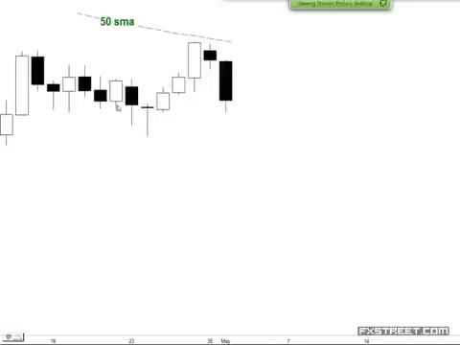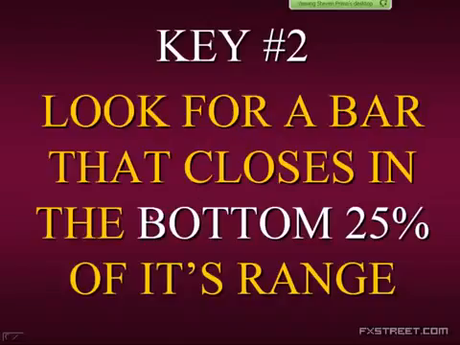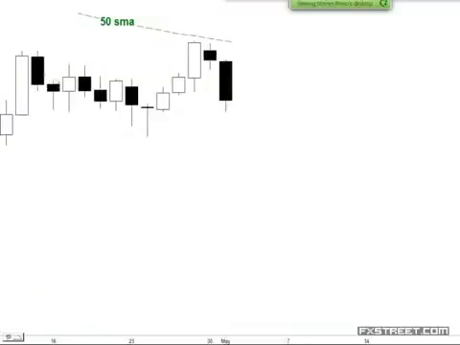Okay? Now we're going to look for a bar that closes in the bottom 25% of its range. All right, so we look at these bars here, and these bars in red all closed in the bottom 25%. Remember, the bottom 25% just means the very top of the high of that day and the very low of that day, and then it's the bottom 25%, the bottom quarter. We have 4 specific clues here that the market is telling us it wanted to go lower.